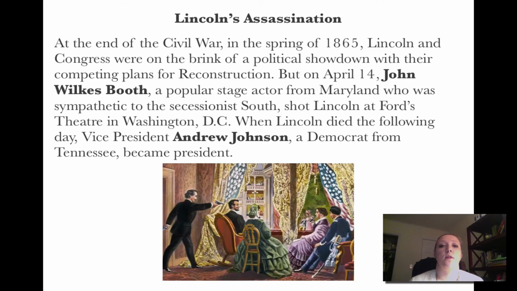At the end of the Civil War in the spring of 1865, Lincoln and Congress were on the brink of a political showdown with their competing plans for Reconstruction. But on April 14th, John Wilkes Booth, a popular stage actor from Maryland, who was sympathetic to the secessionist South, shot Lincoln at Ford's Theater in Washington, D.C. When Lincoln died the following day, Vice President Andrew Johnson, a Democrat from Tennessee, became president.